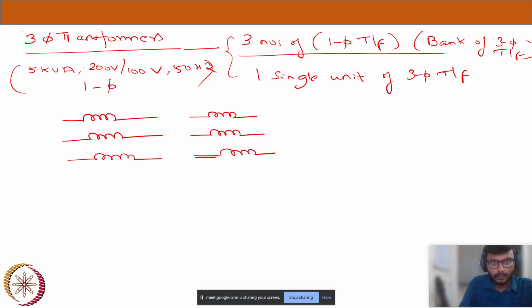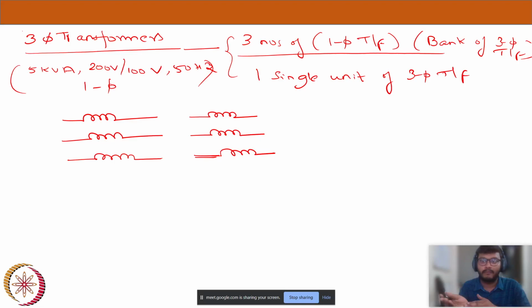Now let's mark the terminals for the high voltage side and low voltage side. Let's mark the terminals first, to be clear from our side. This is the primary side, this is the secondary side. Which side is HV? Which side is LV? We have to be clear about that.